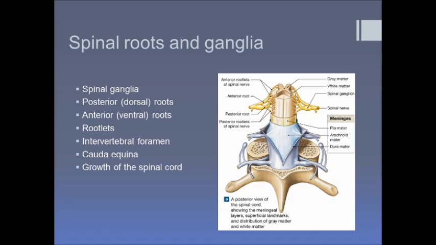Cauda means horse's tail, and it kind of looks like a horse's tail. The spinal cord enlarges and elongates until about 4 years old, where it's continuously growing at the same pace as the bones of the vertebrae. After that, the spinal cord stops growing, and your body kind of catches up, which is why it ends up ending at about L1, L2 instead of traveling through the bottom of the spinal canal.